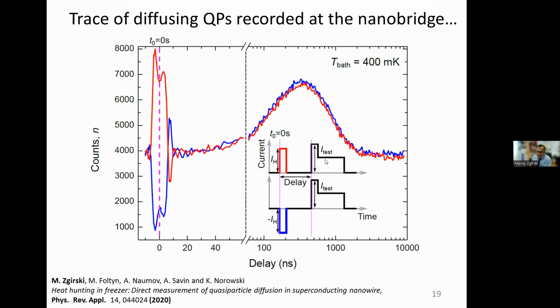Then after the heating pulse is over, we still see no signal at the detector. The detector is silent for 30-40 nanoseconds. And then the signal goes up, it achieves a maximum at 300 nanoseconds, and then it goes down, as you would predict in theory. So here you see the diffusive profile of the quasiparticles.